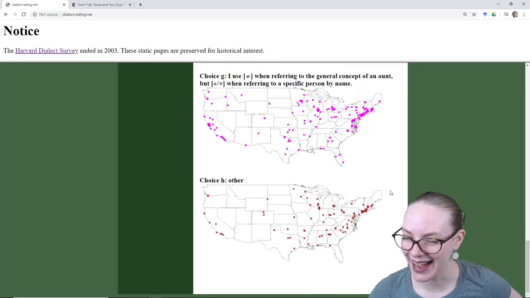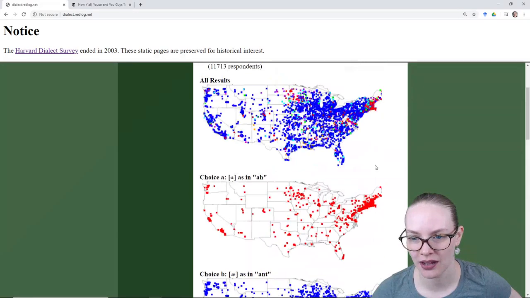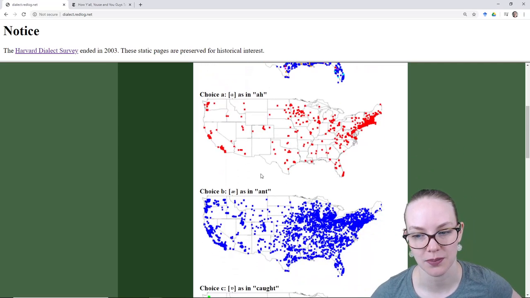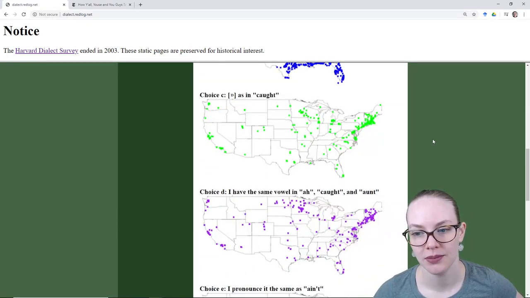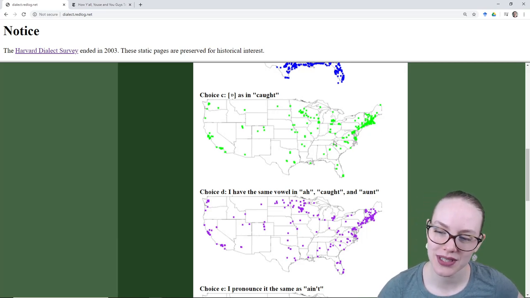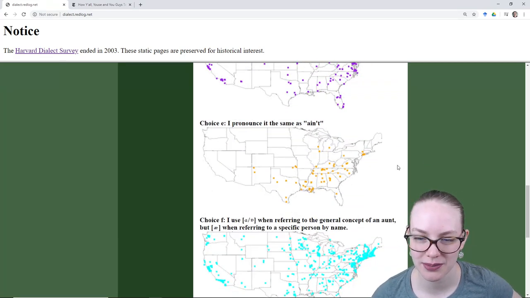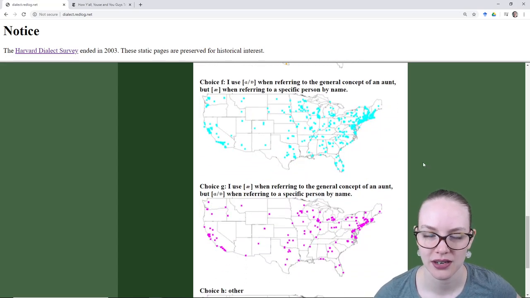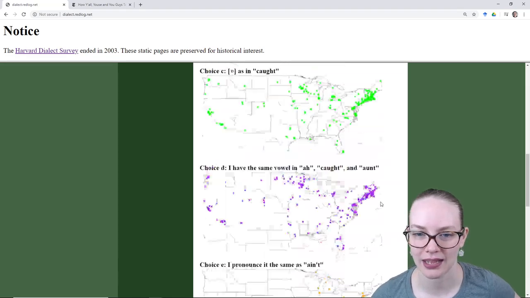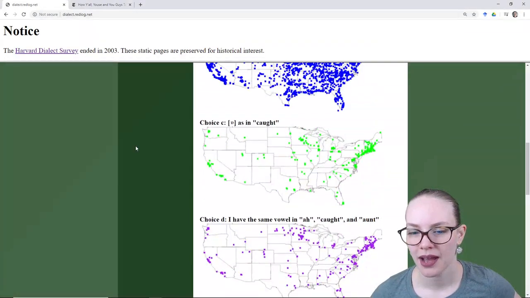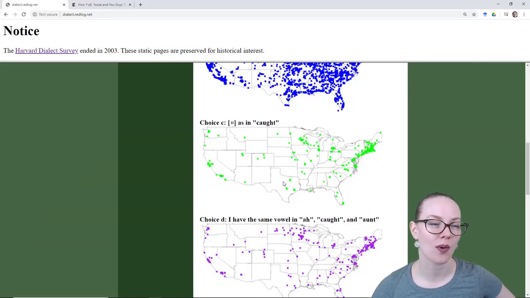Aunt. And then other. So this is an example of something where there's a lot of variation, so people do a lot of different things, but it doesn't seem to be particularly locally bounded, if you see what I'm saying. So if someone was like, how do you say this word, and you said, well, aunt, then aunt would be this map. That's not going to tell you a whole lot about where they're from.